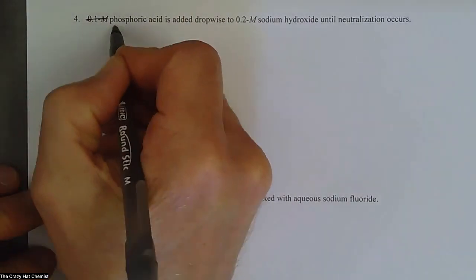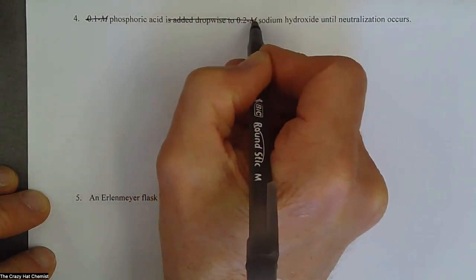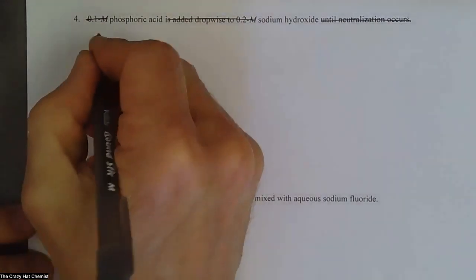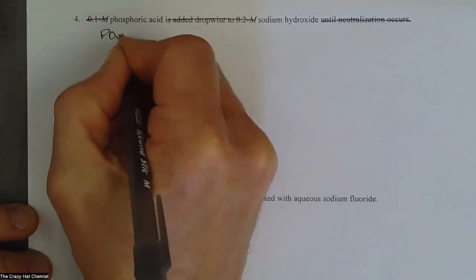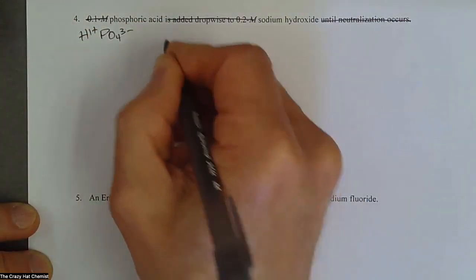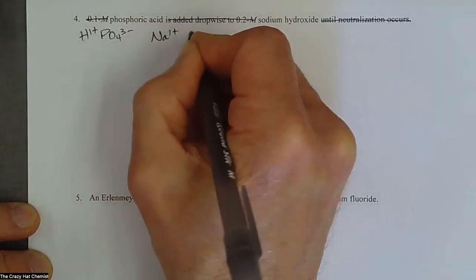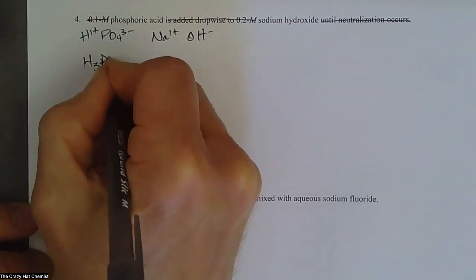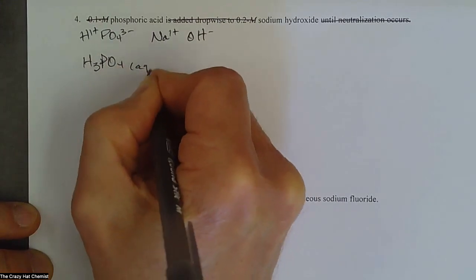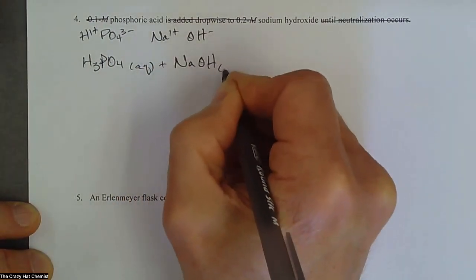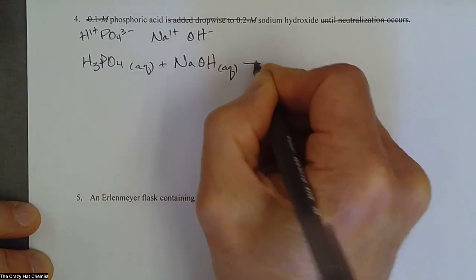It says phosphoric acid is added to sodium hydroxide. Fantastic. Phosphoric acid is the phosphate ion, and all acids have hydrogen. And then sodium is group 1, and hydroxide is a polyatomic ion. So H3PO4, that's aqueous, and NaOH, and anything with sodium is aqueous.